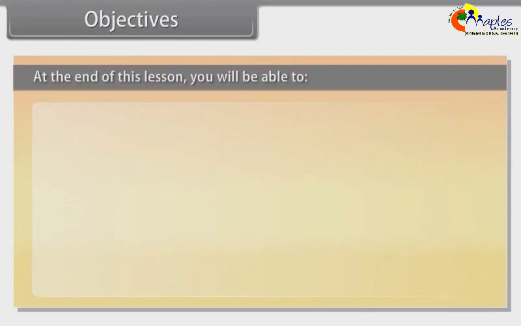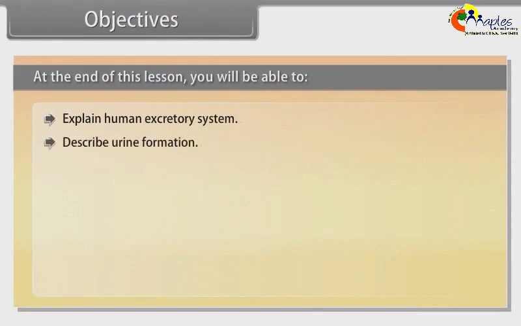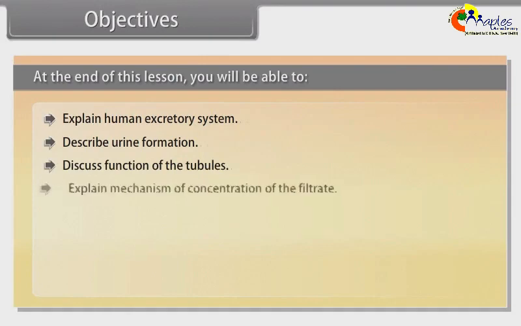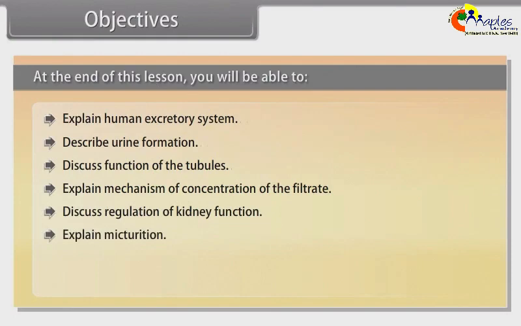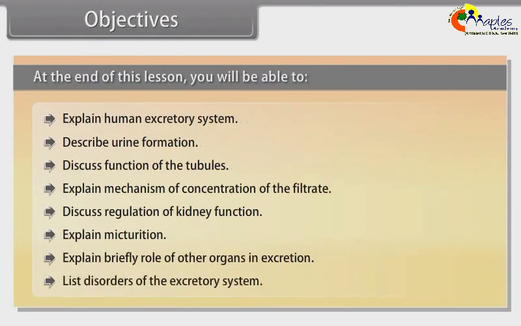Objectives. At the end of this lesson, you will be able to explain human excretory system, describe urine formation, discuss functions of the tubules, explain mechanism of concentration of the filtrate, discuss regulation of kidney function, explain micturition, explain briefly the role of other organs in excretion, list disorders of the excretory system.